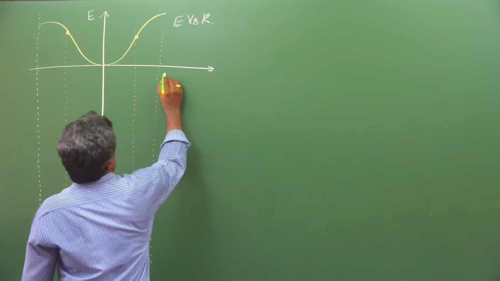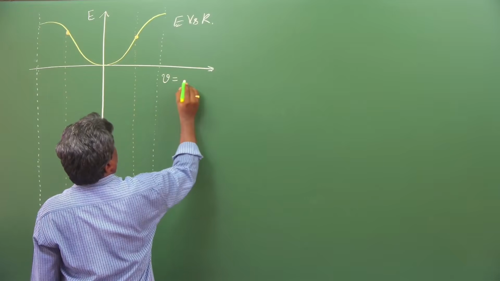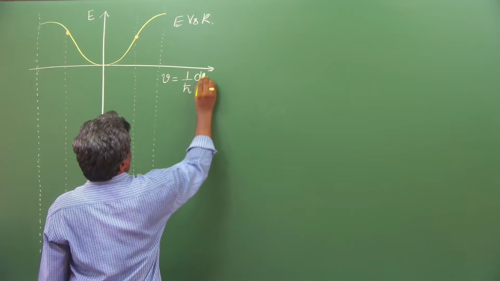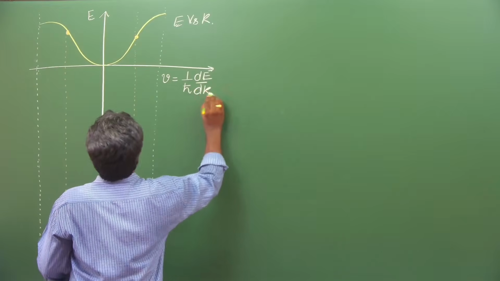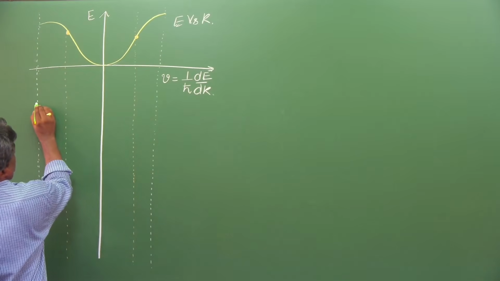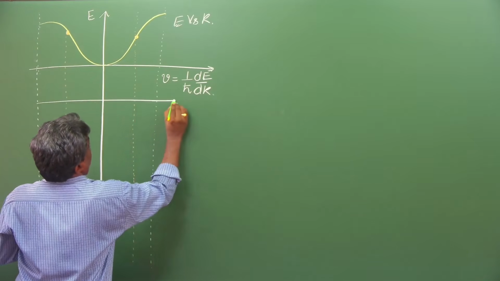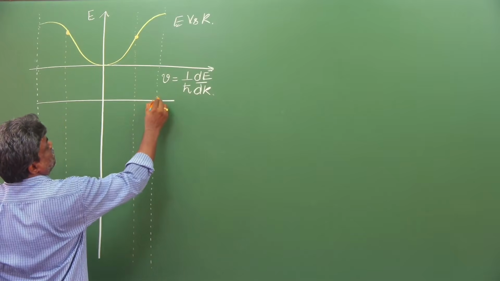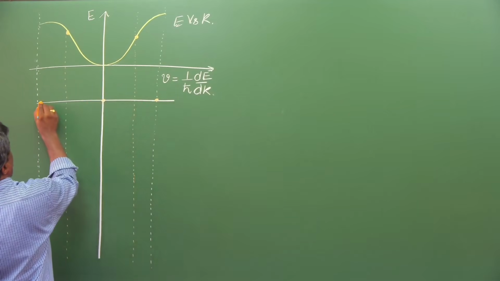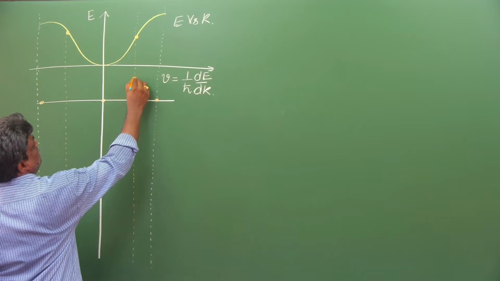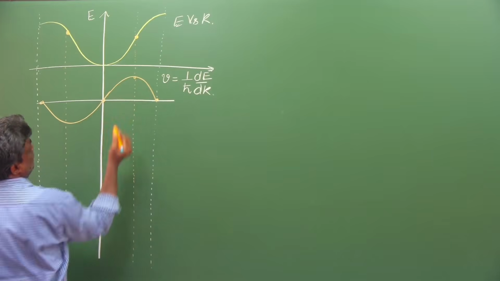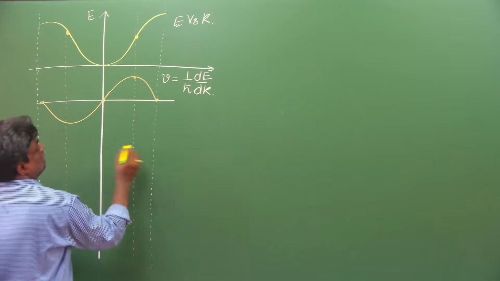And then next we got the velocity formula. Velocity equal to how much? 1 by h cross dE by dk. Now I am going to represent this velocity graph. This is the k-axis, and here it is 0, here it is 0, here it is 0, and here also 0, but here it is a maximum. I hope you understand.